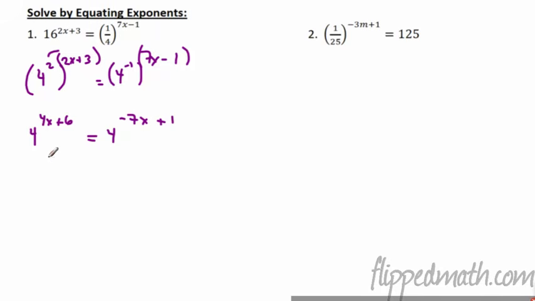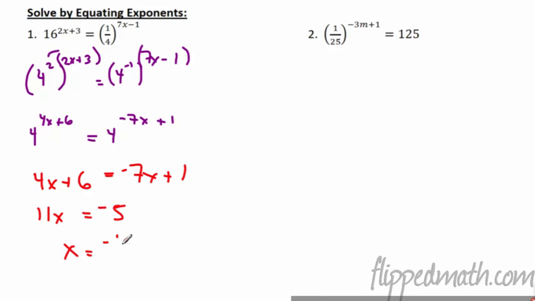So what do we do then? Well, we can set the exponents equal to each other. So 4x plus 6 equals negative 7x plus 1. We can subtract, well, let's add 7x to each side. That'll give us 11x on this side. We subtract 6 from each side. We're going to get negative 5. And then we'll get x equals negative 5/11. Hopefully you didn't get lost in my Algebra 1 skills.